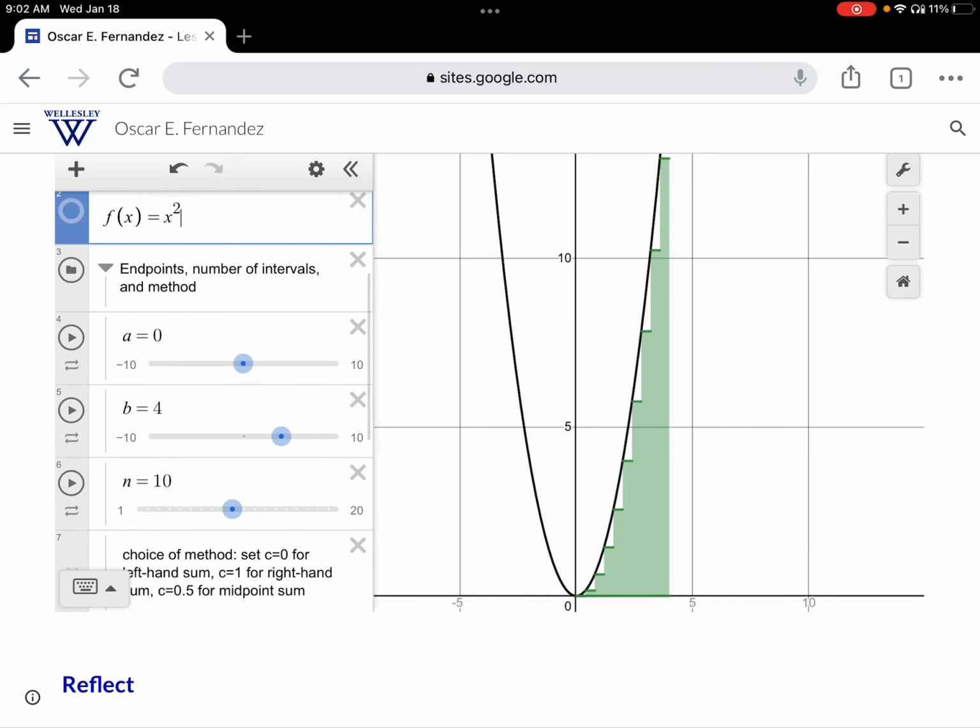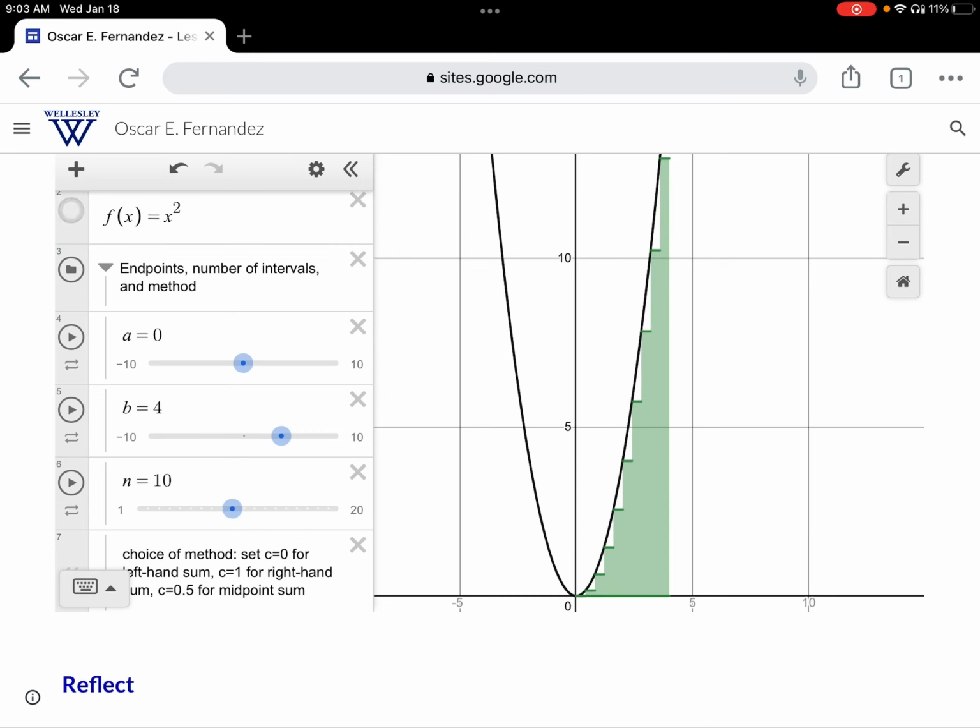We can also change the n value, right? So notice what happens as n goes greater than 10. We are cramming many more rectangles in there. There's much less white space between the rectangles, the horizontal green lines, and the function. So as n gets bigger, we expect a better approximation.